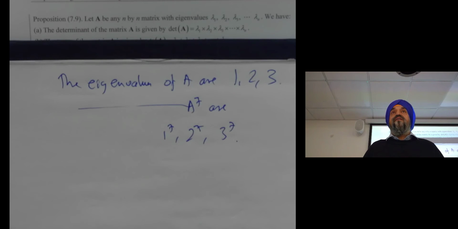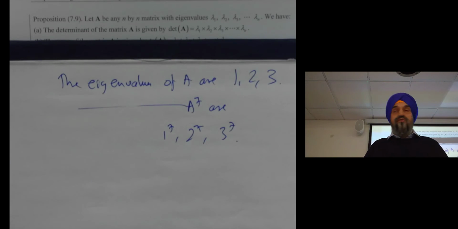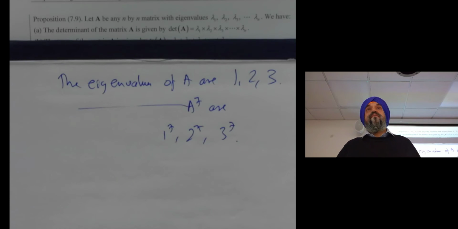So if you find the eigenvalues of the matrix A are 1, 2, 3, what's going to be the determinant of that matrix? Yeah, 1 times 2 times 3, it's going to be 6. Okay? It's going to be 6.